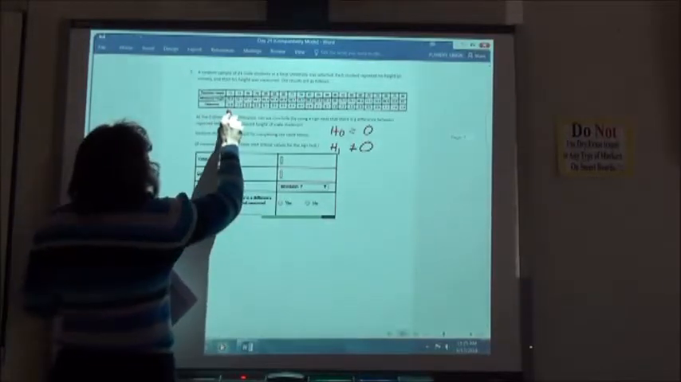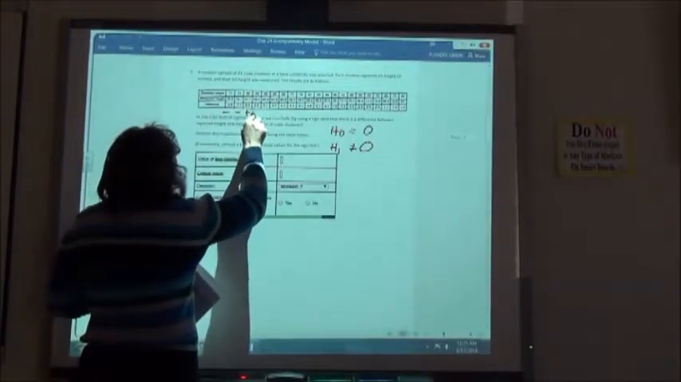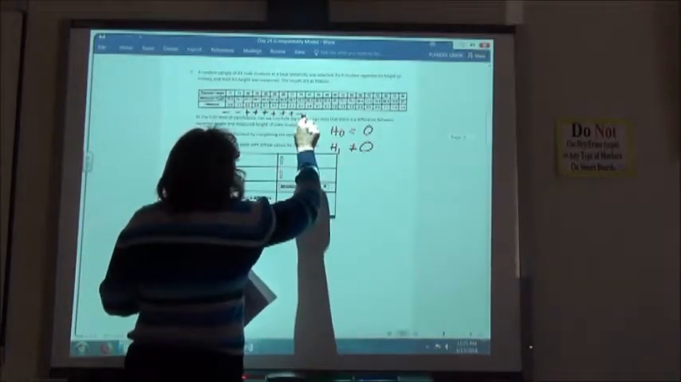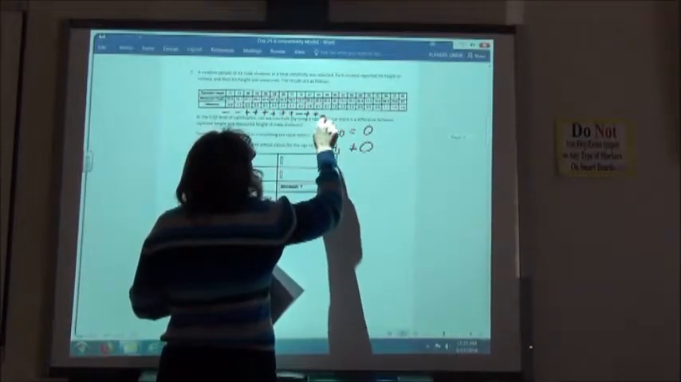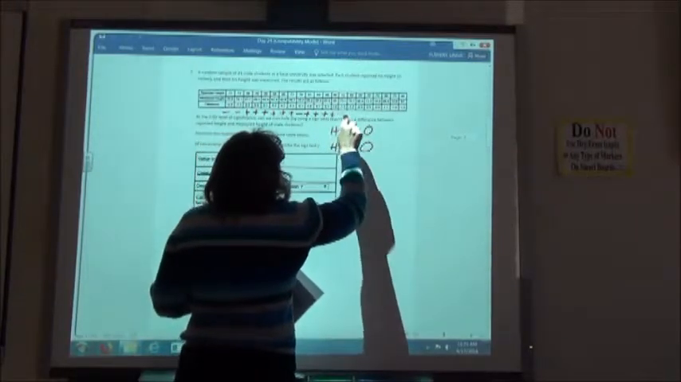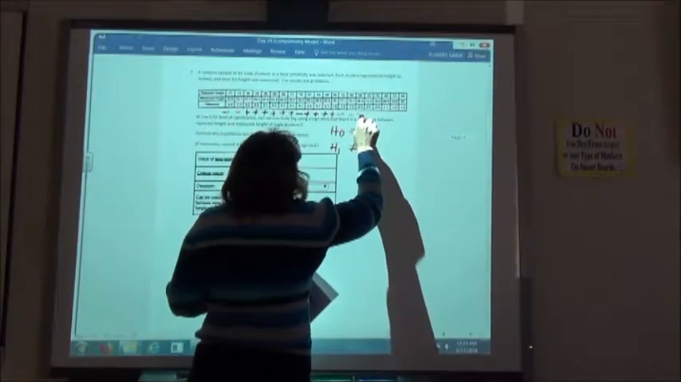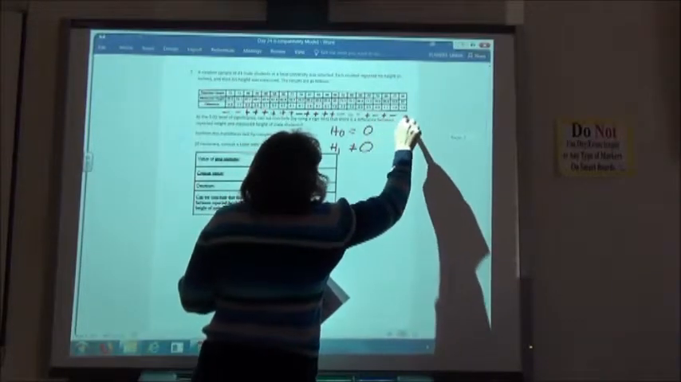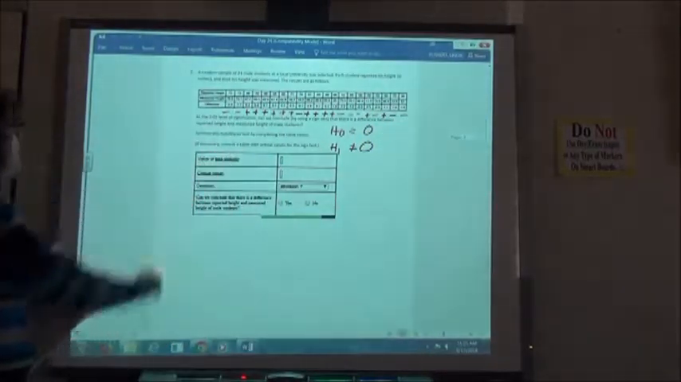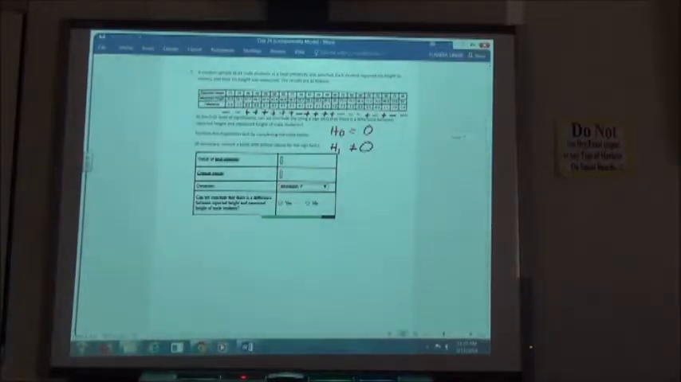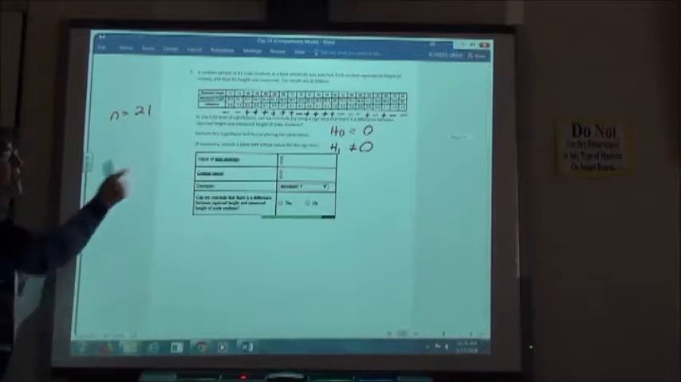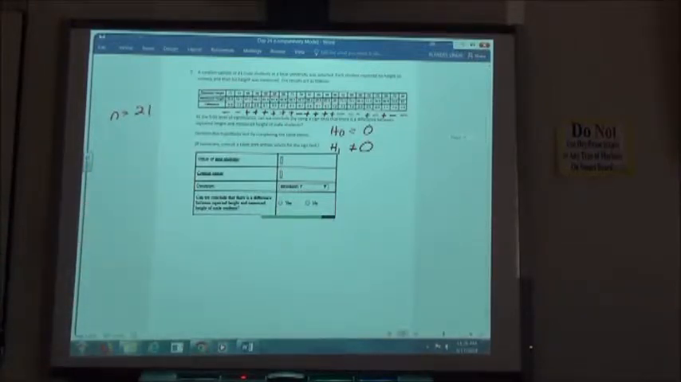So in this case, we got a negative, a positive, a positive, a positive, a positive, a positive, a positive, a negative, a positive, a positive, a positive, a positive, a negative, a negative, a negative, a positive, a negative, a positive, a negative, and a negative. We don't have any zeros in this case. So we are going to use all 21 for our n because we didn't have any that were exactly equal to our null. So n is going to be 21.